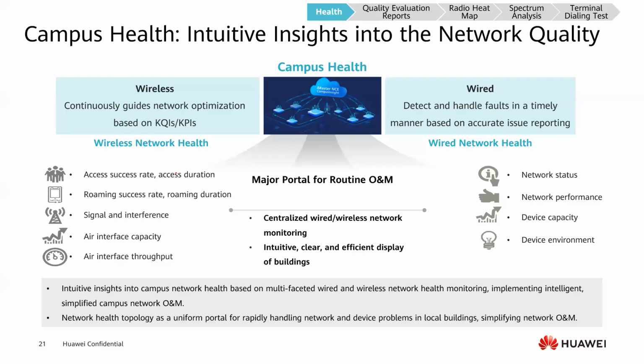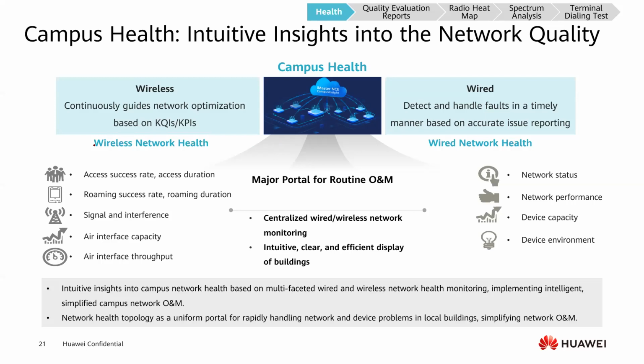For the visibility, the first is for the house. CampusInsight is just like a doctor. It can detect the network's health and it will detect some metrics for the wired and wireless network, and will tell you whether the network is healthy or not.